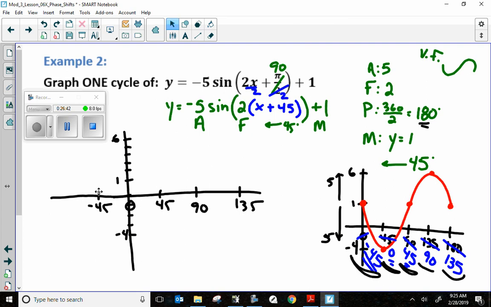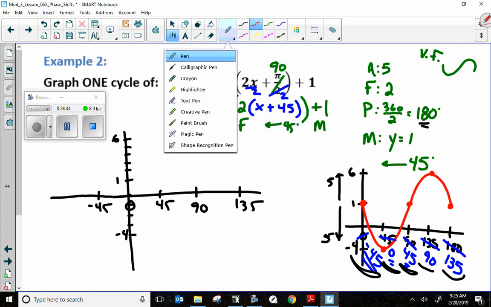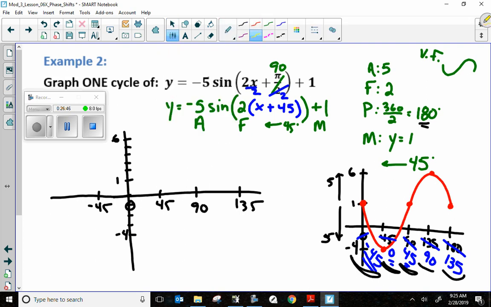And let's just place these dots, okay? Let's just place these dots. Okay, this one right here, it's still going to be at 1, but it's going to be at -45. So go to -45 and 1. Okay, this dot here is still going to be at -4 on the y-axis, but it's going to be at 0. So 0, -4. Then I come back up to my midline, 45. I come all the way up to 6. And then I come all the way back down to my midline.